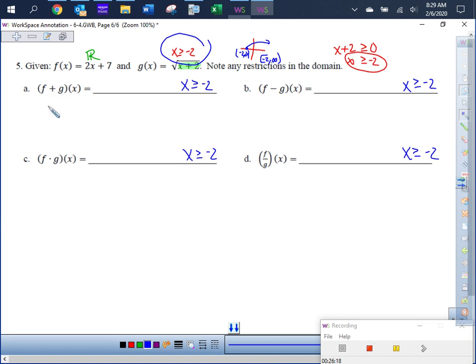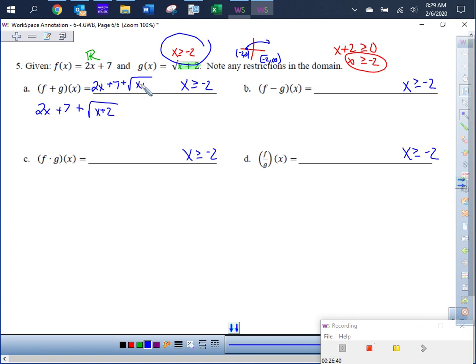So we'll add these up. 2x plus 7, plus the square root of x plus 2. And, you know, that's such a mess. We're just going to leave it like that. We're not going to try to manipulate that. But is anybody else getting us in trouble when we've added these things together?